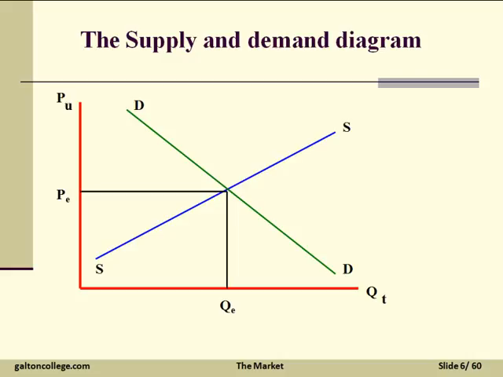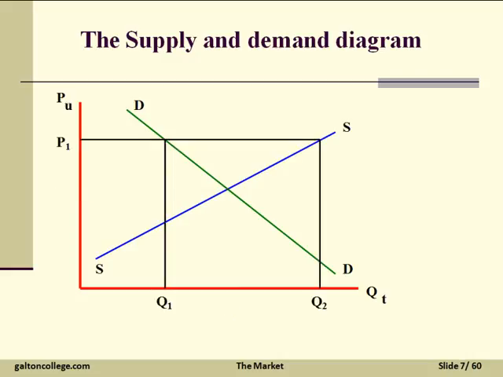And where the two cross, we call it the equilibrium. That's the point at which supply and demand are balanced. In this case it's PE, E for equilibrium, so the equilibrium price PE, and the equilibrium quantity demanded and supplied QE.